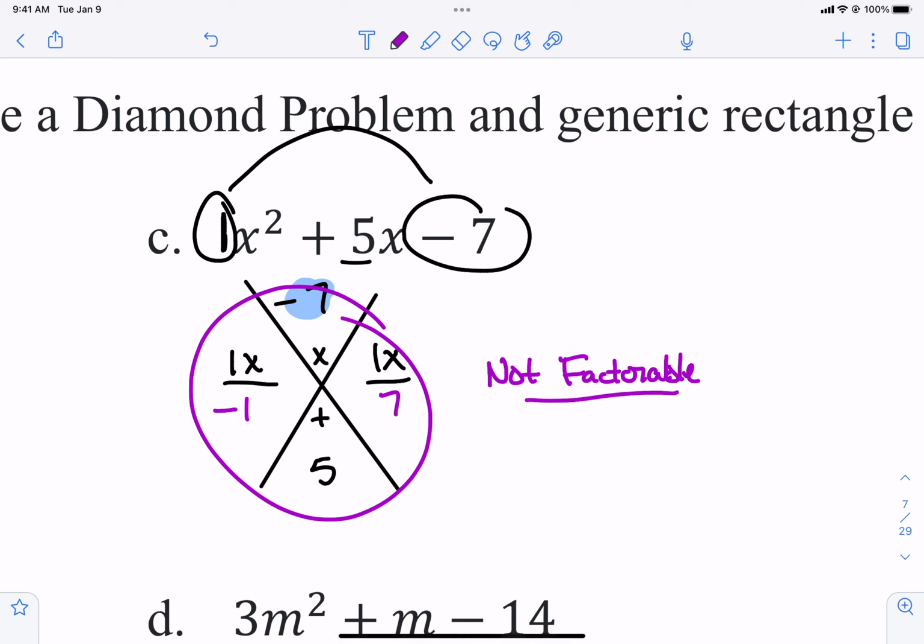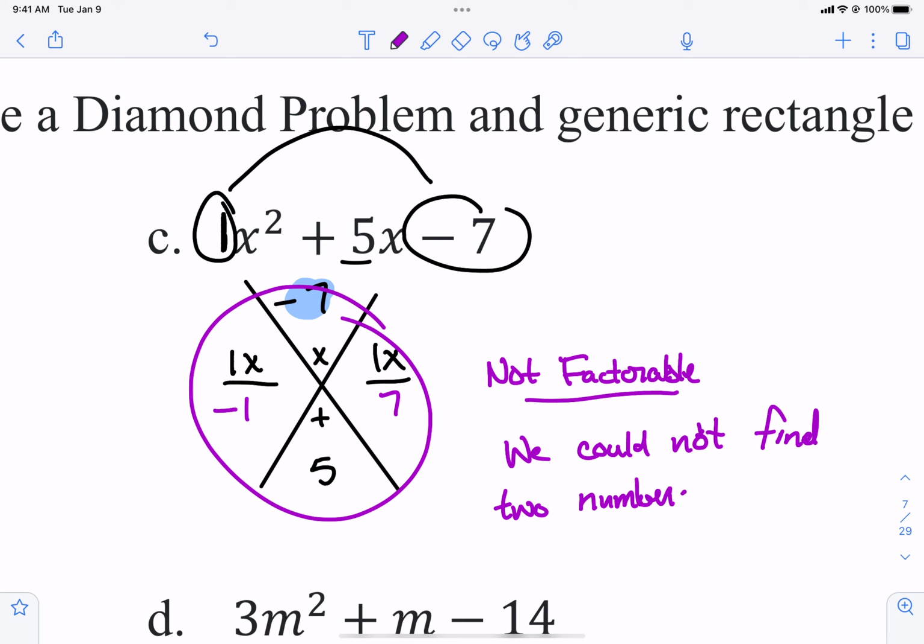And when we run into them, that's okay to say that, but we got to be really sure that that's the case. So again, why wasn't this factorable? Because we could not find two numbers that multiply to negative 7 and add to 5.